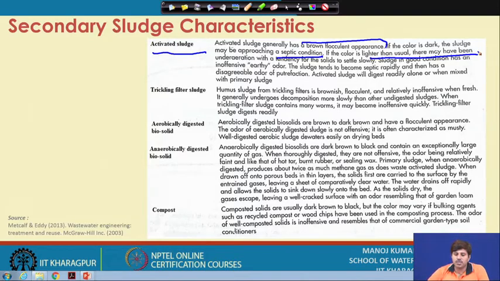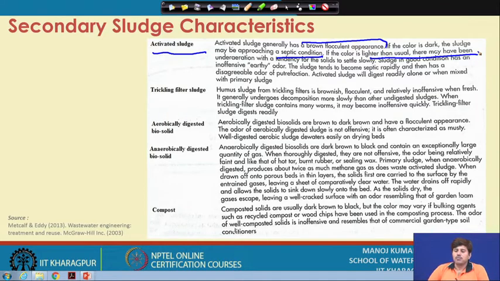Sludge in good condition has an inoffensive earthy odor. The odor coming from the sludge will not be very offensive or very strong, it will be like the smell of soil or earth.